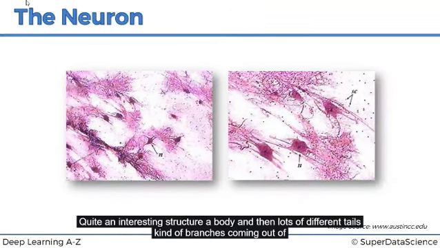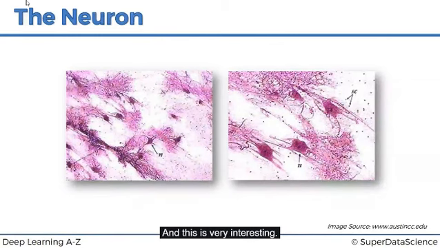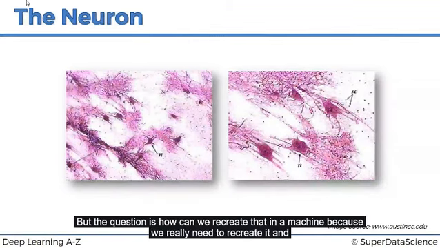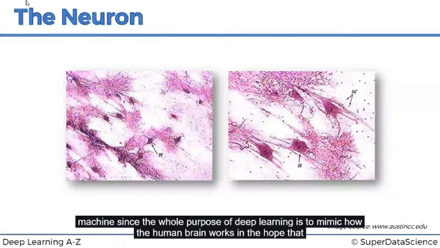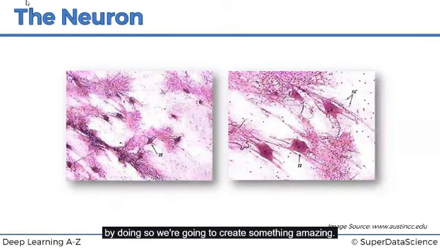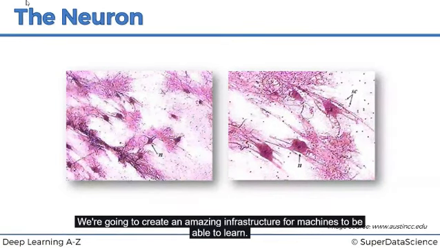As you can see, quite an interesting structure, a body, and then lots of different tails, kind of branches coming out of them. And this is very interesting, but the question is, how can we recreate that in a machine? Because we really need to recreate it in a machine, since the whole purpose of deep learning is to mimic how the human brain works, in the hope that by doing so, we're going to create something amazing. We're going to create an amazing infrastructure for machines to be able to learn.